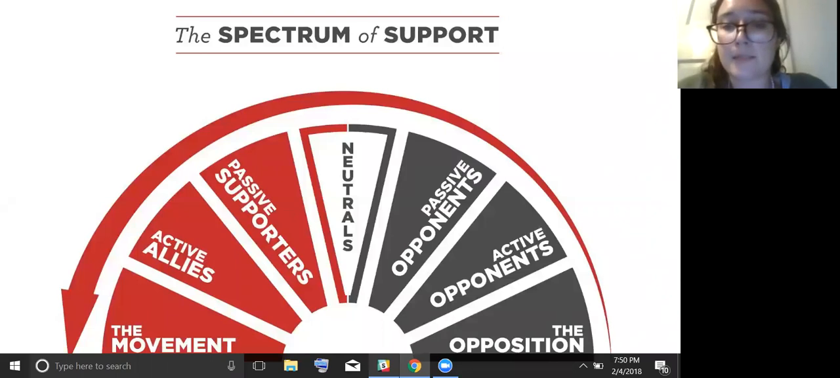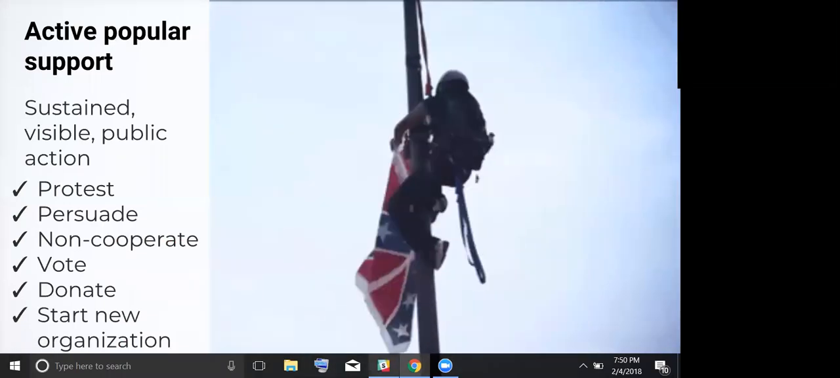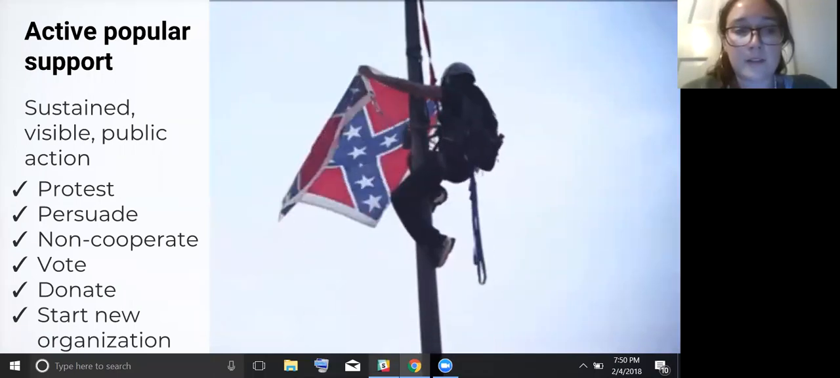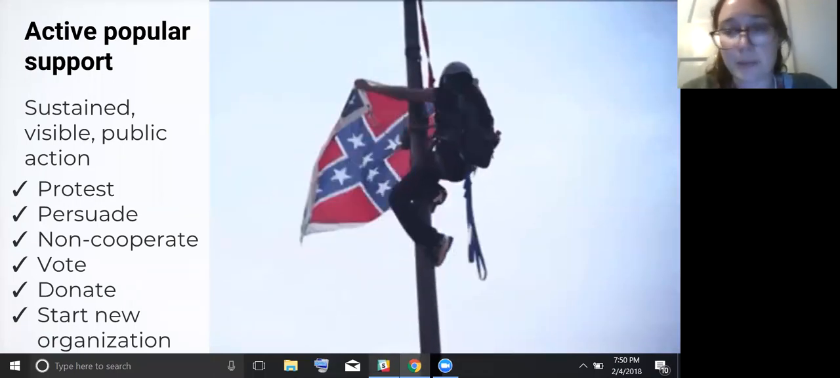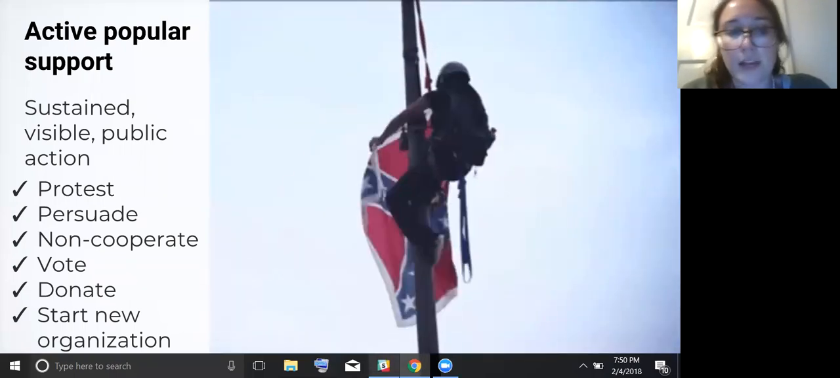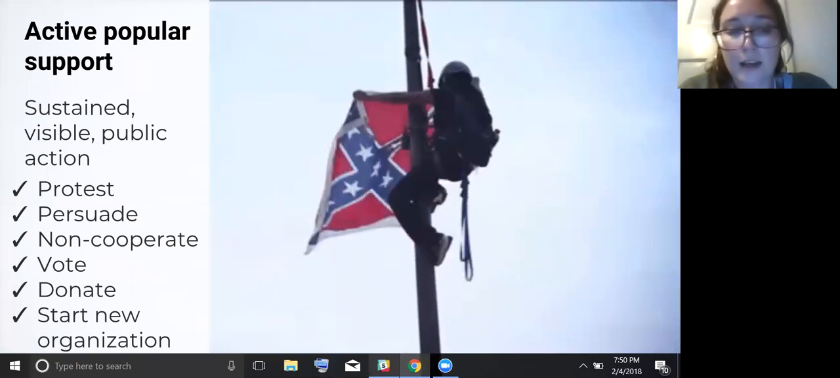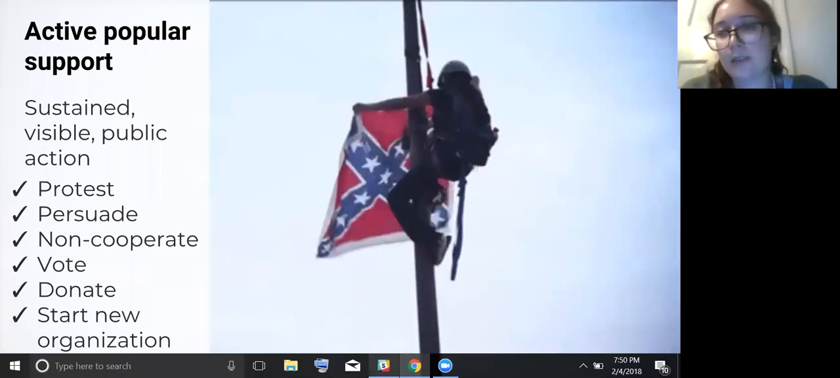What we want is to bring as many of the neutral people to our side, to be passive supporters, to start to care about the issue. And we want passive supporters to get activated, to become active participants in the movement in Cosecha. There are all different types of active popular support, but what's essential is that you have as many people as possible participating, and it has to be sustained and visible to the public. That can look like protest, non-cooperation, donating, or voting if it's done in a coordinated way. It can look like starting new organizations.